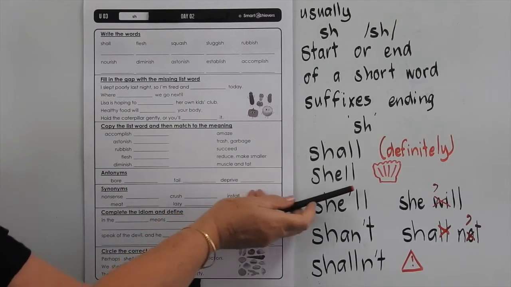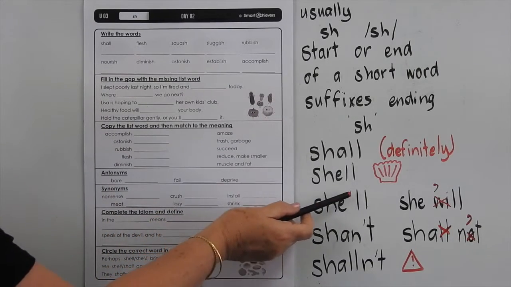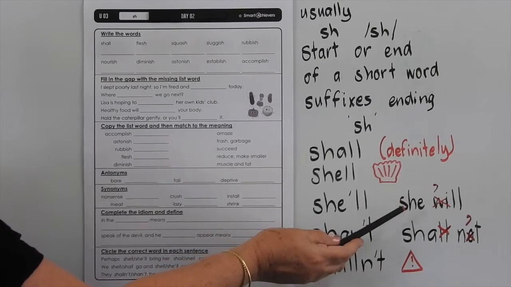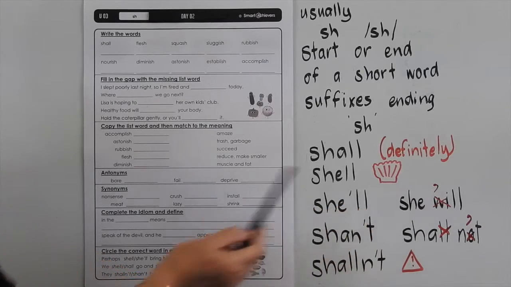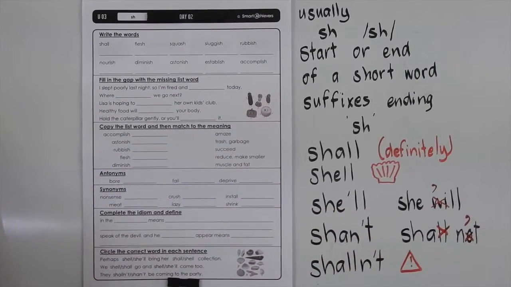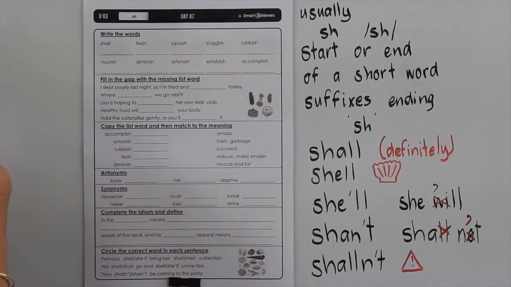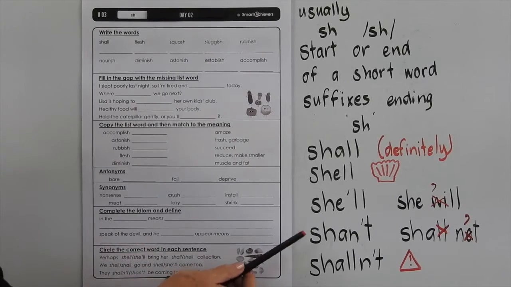Whereas a shell is something you might collect at the beach. Shall, with the apostrophe between the E and the LL, indicates that it's a contraction. We've taken out the WI and we put the apostrophe in where we've taken out those letters. So, she'll replaces she will in a sentence. She will go to the beach, she'll go to the beach.